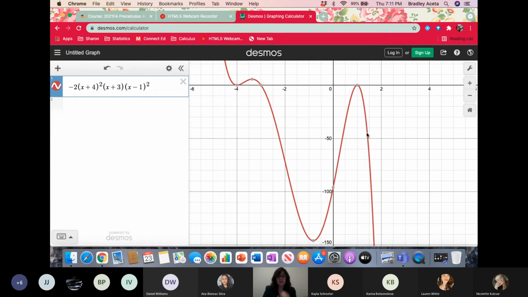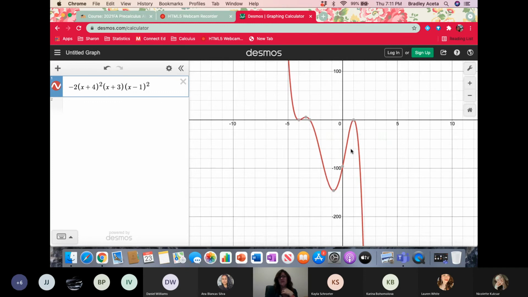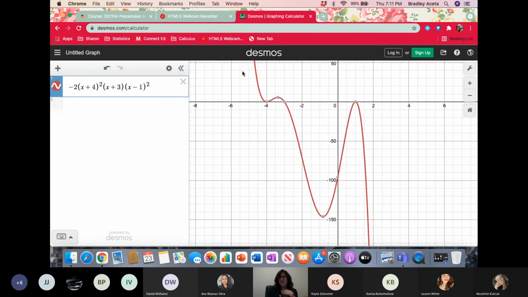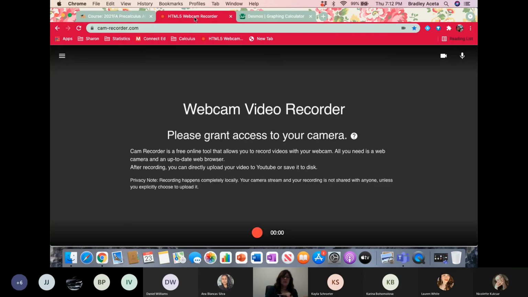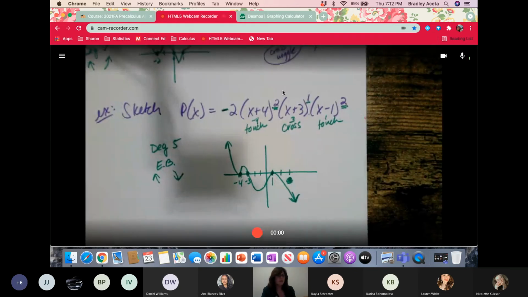But look at that. It's similar to what we did. Actually, I might zoom out a little bit. So you can see we started up, we came down and touched, we bounced back up, we went through -3, bounced back up, came up to 1, and came back down. So we actually did a pretty good sketch. I have to figure out why my calculator's being mean to me about the other one. But you can always, like I said, double check it in the calculator.